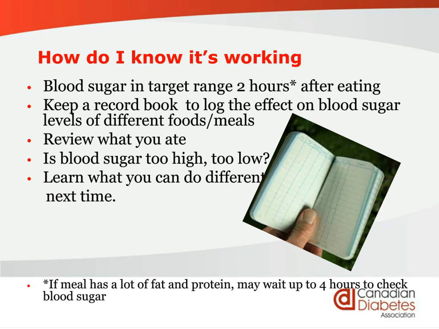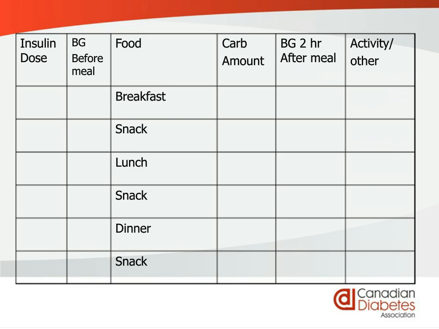So here's an example of a log we'd have. We've got our insulin dose, our blood sugar before the meal, our meal, the amount of carbs, our blood sugar 2 hours after, and then if we did any activity. Because as we know, activity can affect our blood sugars. It can make it go up, it can make it go down, and that will interfere with testing our insulin to carb ratio. So here's an example of a logbook.